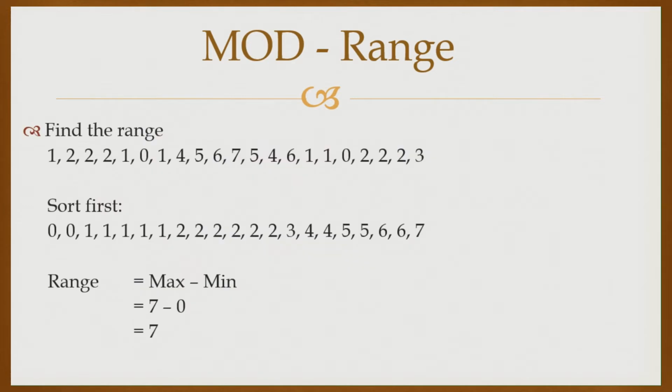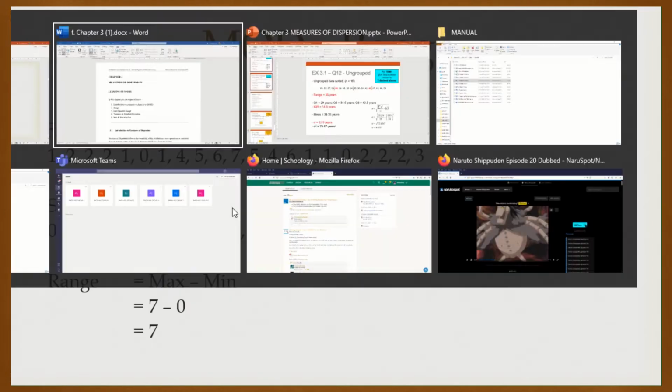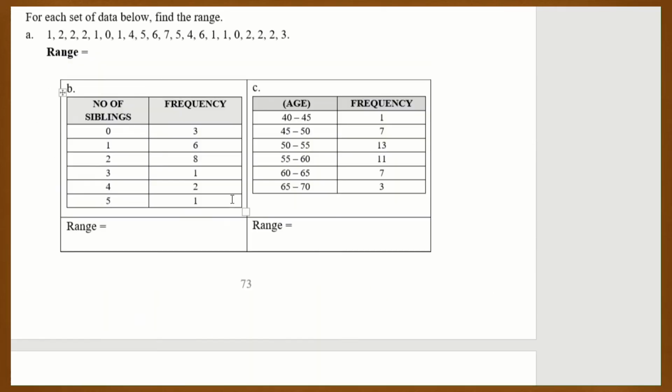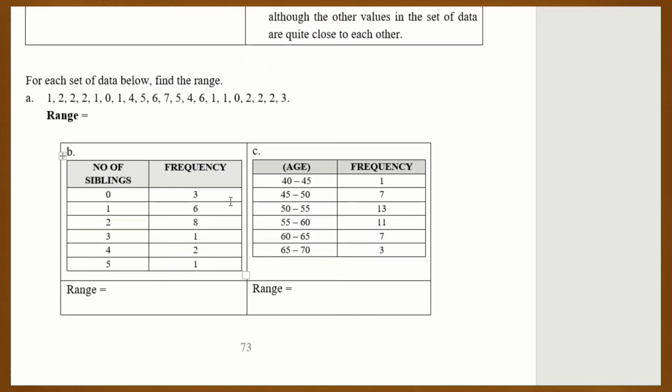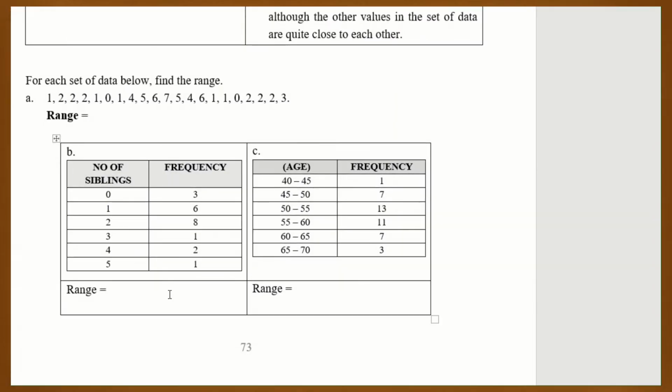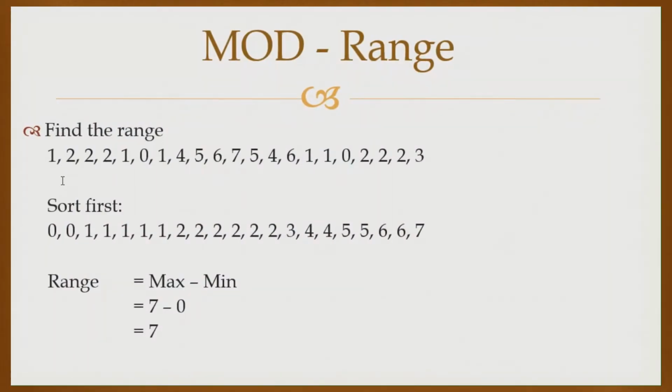So let's look at this. I'll just show you your manual and show you where we are right now, so you can follow me closely. We are on page 73. I'm actually going to do the ungrouped data right now. You don't even need to sort it, because it's pretty obvious. Just take the biggest value minus the smallest value: 7 minus 0, your range is 7.